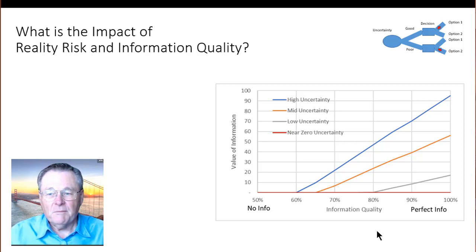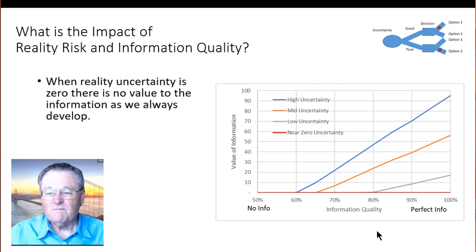So what is the impact of reality risk and information quality, or reliability of the information, if you will? First of all, when reality is near 0, there is no value to the information as we always develop. And that is reflected by this red line. So if there's no uncertainty, I'm always going to develop.